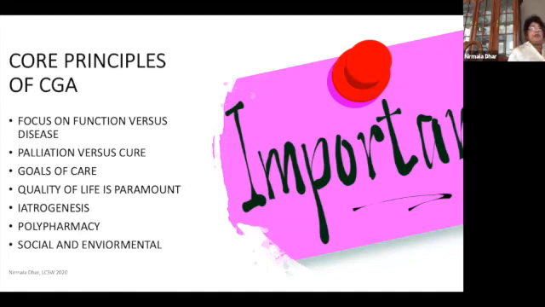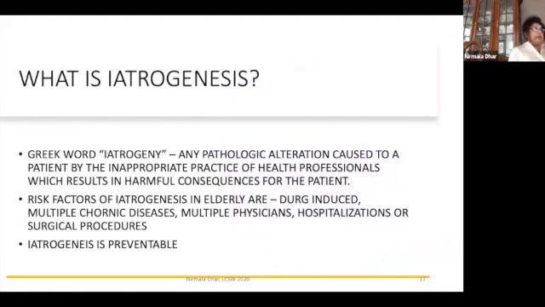So what is iatrogenesis? Next slide. I just want to spend one slide on it. It comes from the Greek word iatrogeny. That means any pathologic alteration caused to a patient by inappropriate practice of health professionals, which results in harmful consequences for the patient.